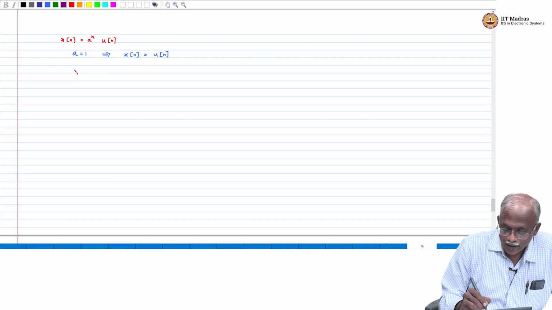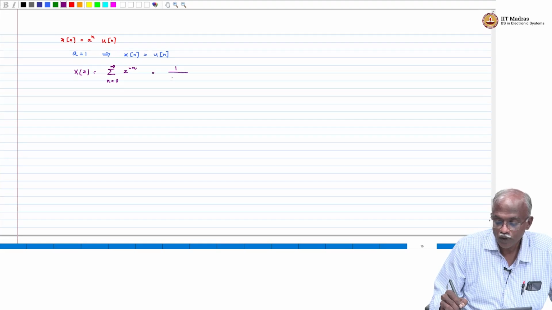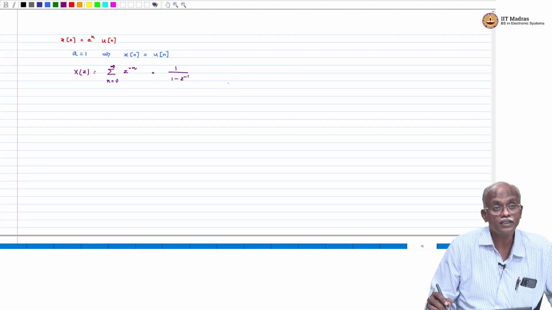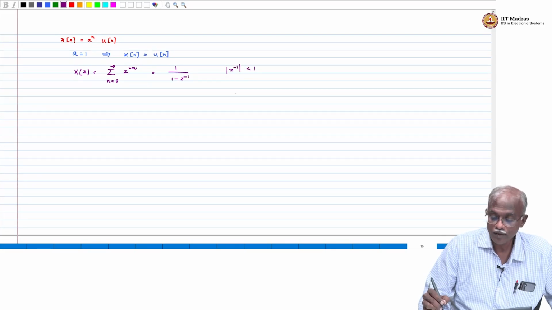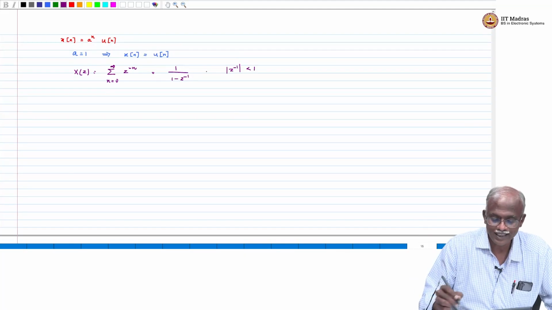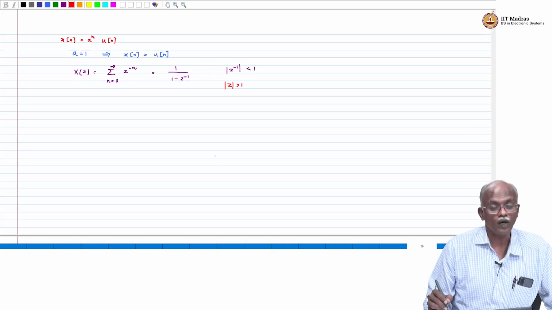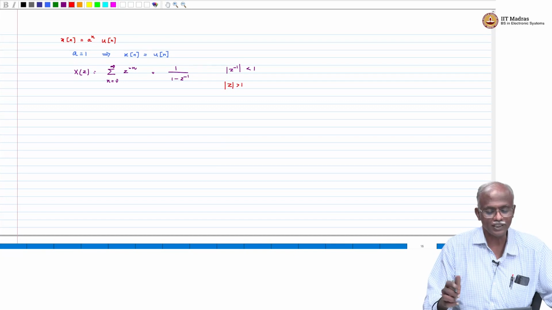Okay, what is the Z transform? X of Z is summation n equal to 0 through infinity Z power minus n. This is 1 over 1 minus Z inverse. Z inverse must be less than 1, right? That is the condition, that is the geometric series convergence condition. This is the same as saying mod Z is greater than 1. Very simple, right? There is no delta function, none of those things.